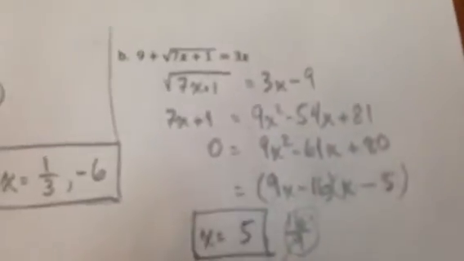The actual solution is just x equals 5. The other one is extraneous. It does not check into the problem.